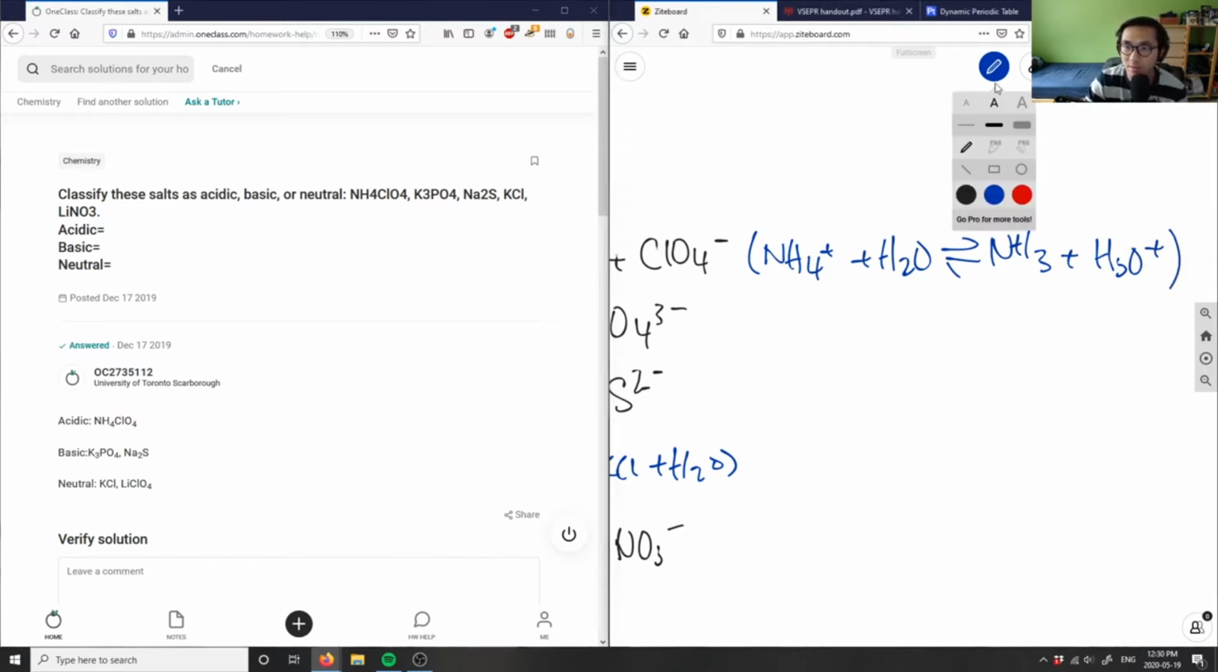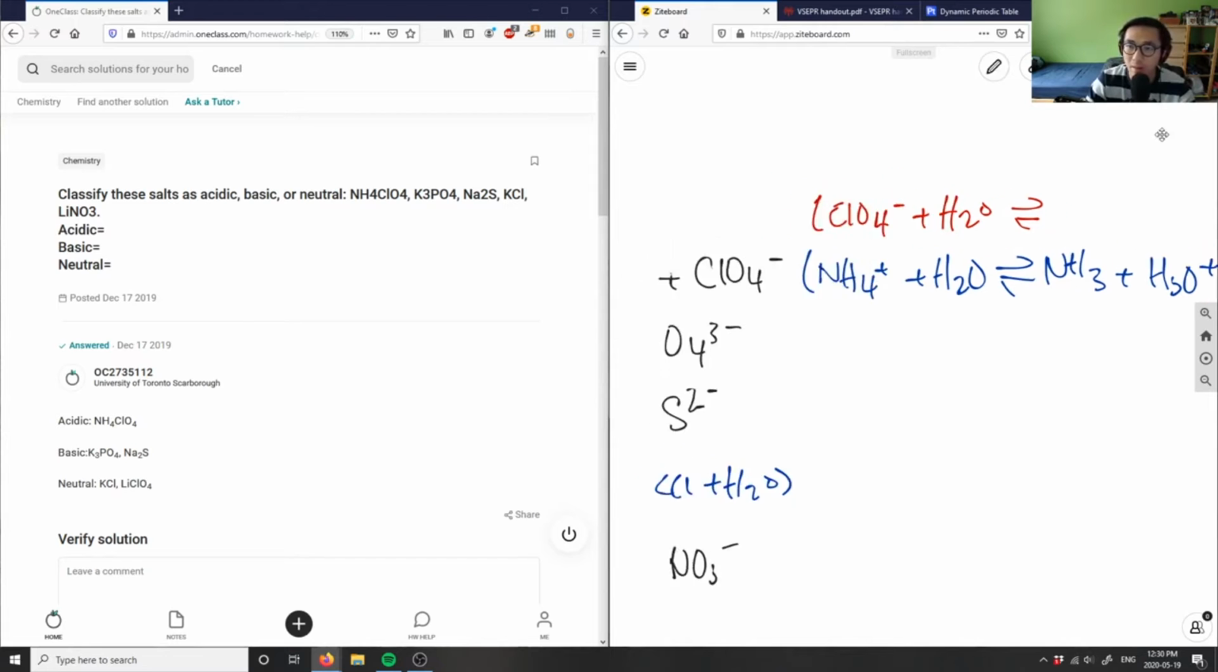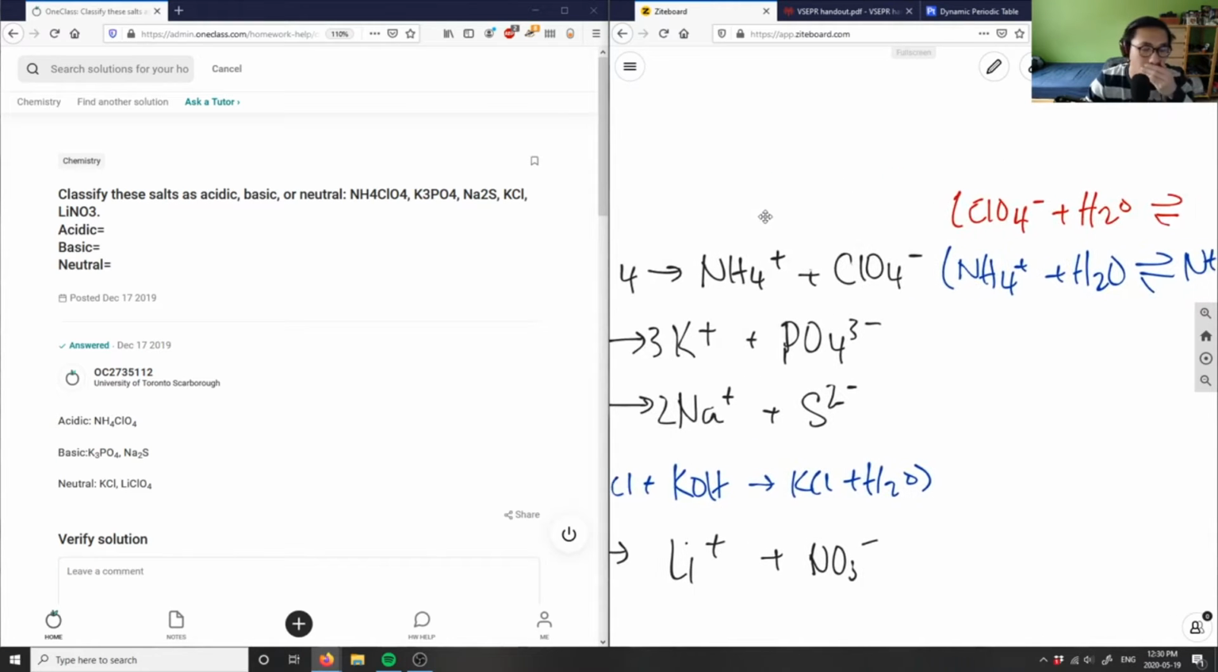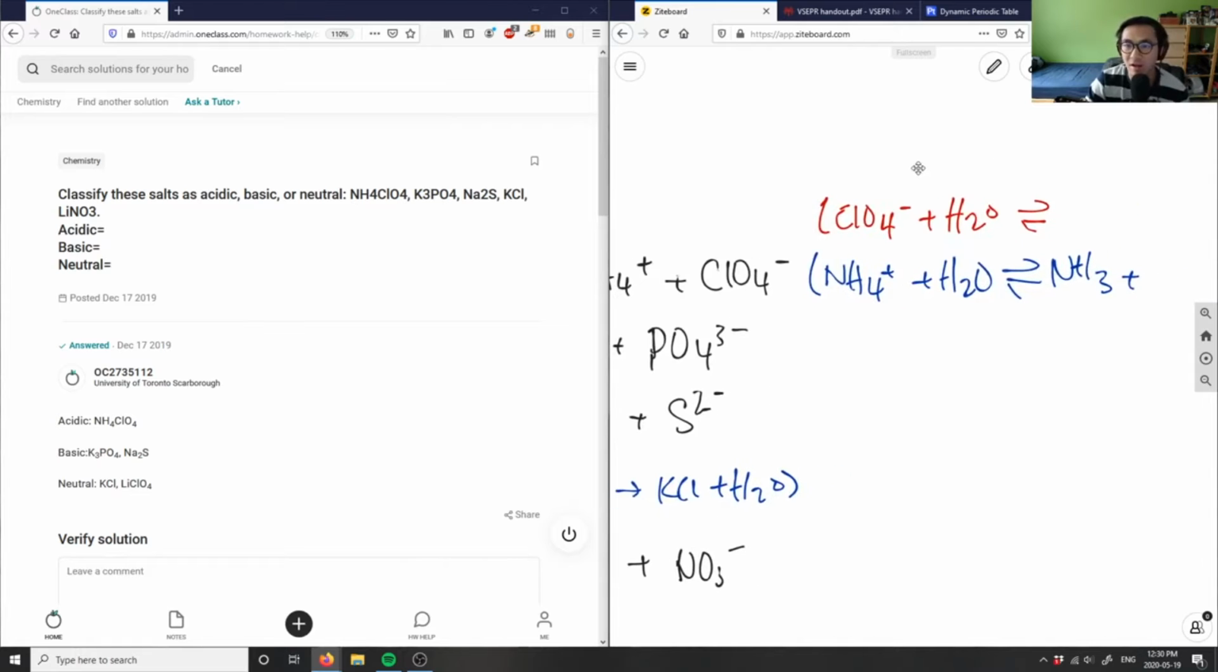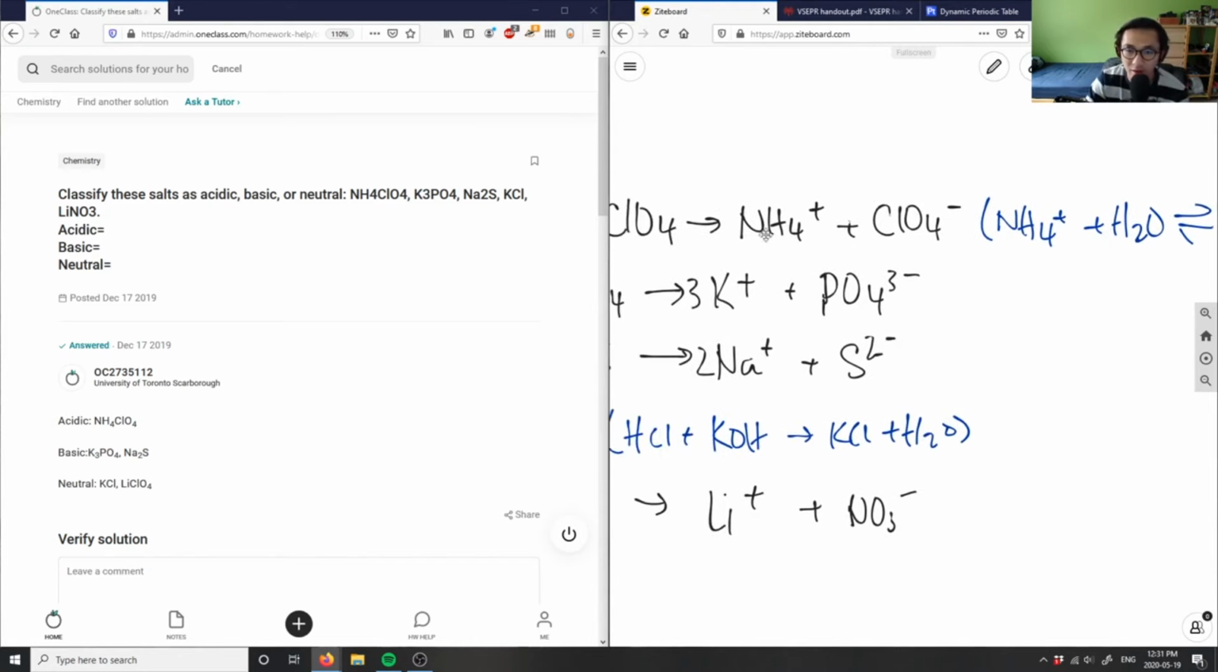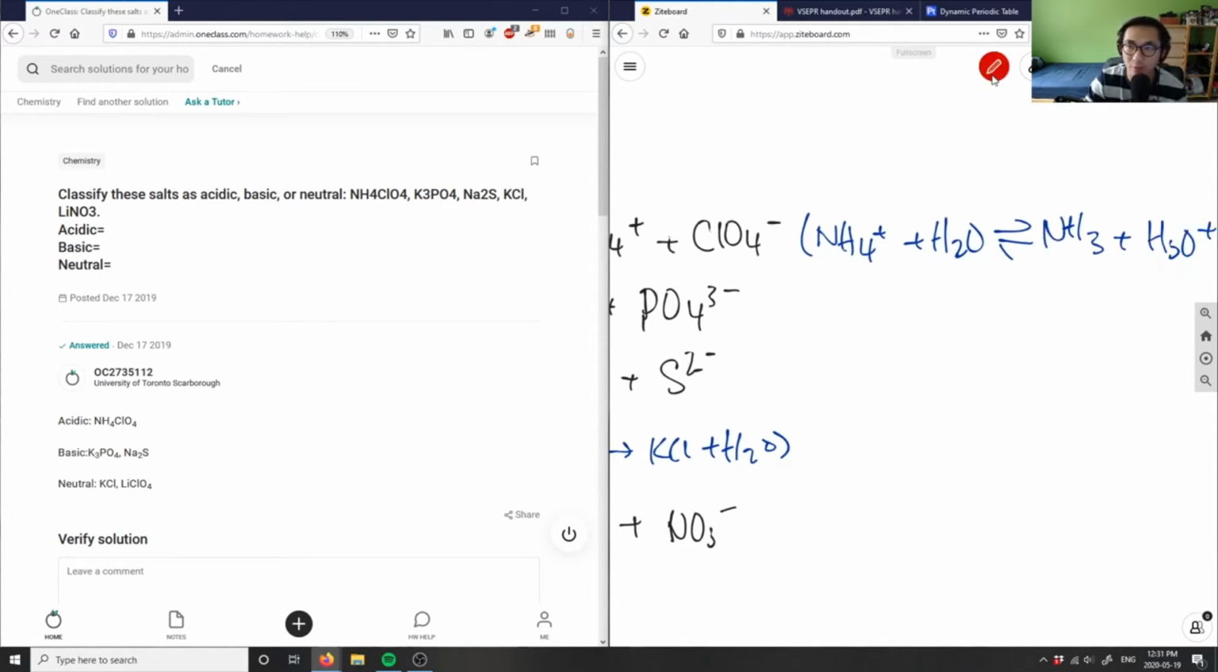You can also write the ClO4 minus guy here plus H2O. This will give you a basic reaction here, but you don't really have to worry about the negative anion in this case here. So I'm going to erase this here. So just know that ammonium here reacts in water. Second guy here, I have 3K plus and I have PO4 3 minus. K plus here is our spectator ion in this case, so I don't have to worry about K plus, but I care about this PO4 3 minus, right?